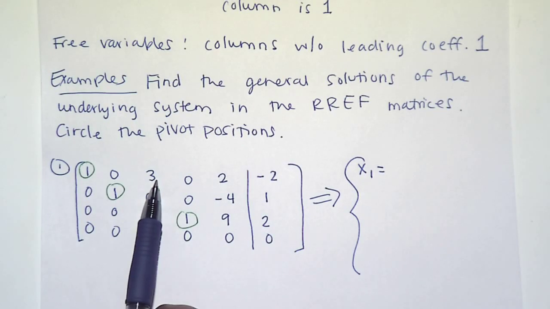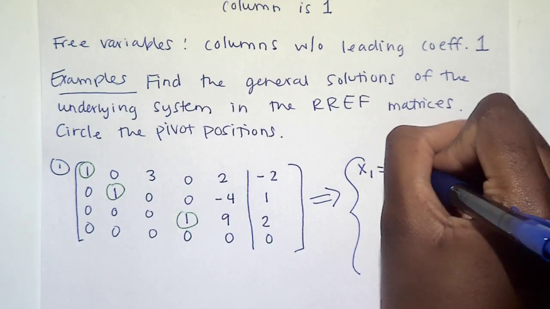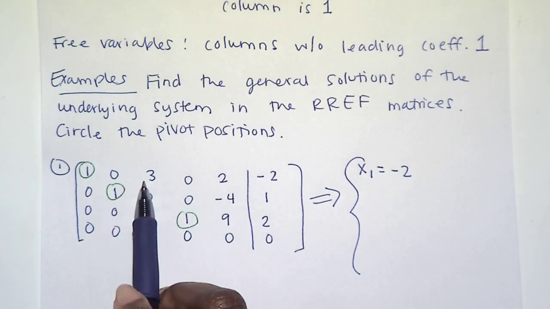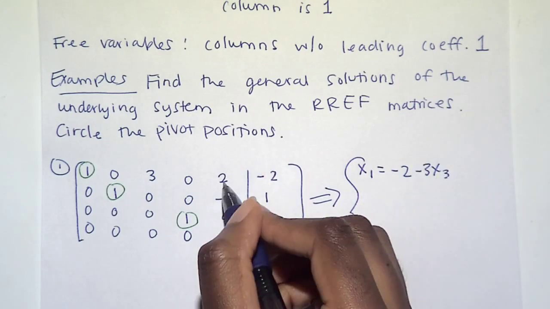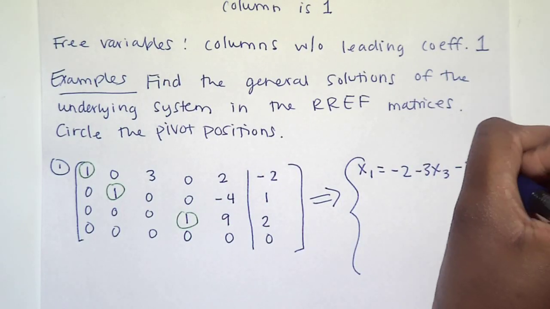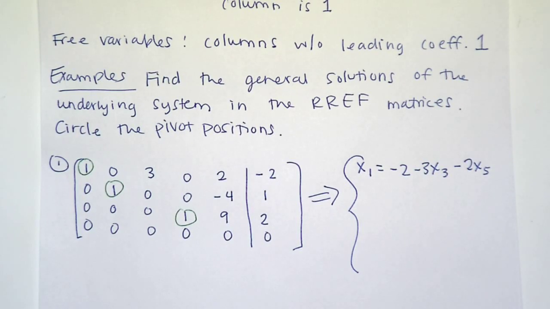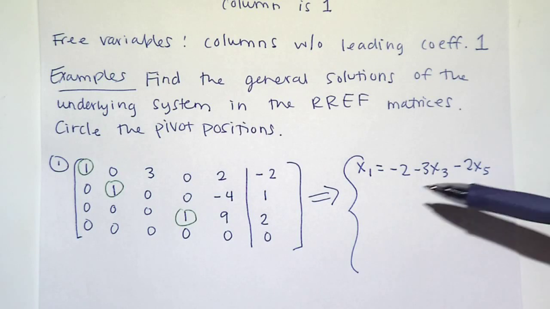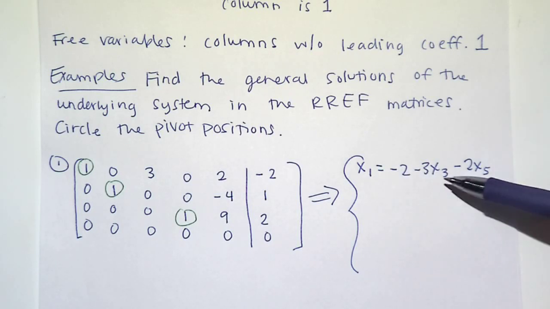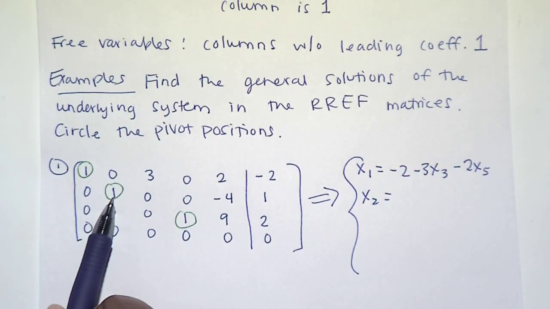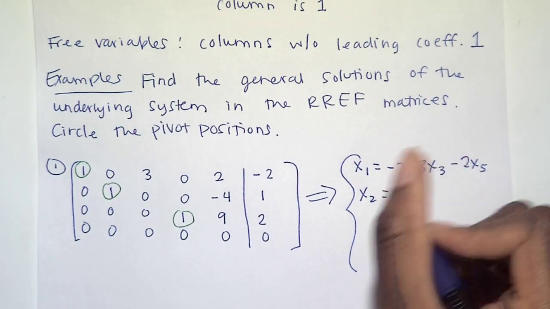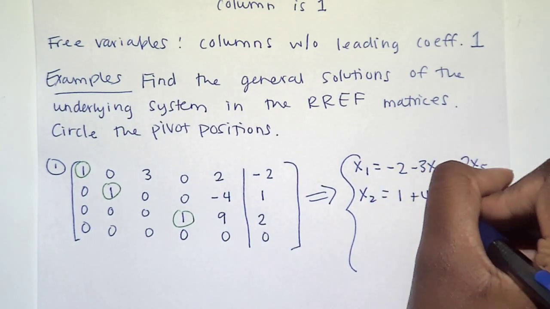All right, so x1, I'm going to start with a -2 and move everything over. So we'll have a -3x3 and a -2x5. Notice that our free variables are going to be inside here. So when we solve for our basic variables, we're going to be using our free variables to do that. All right, x2. We got a 1 here, so we can solve for x2. So we're going to do 1 and then add the 4x5.